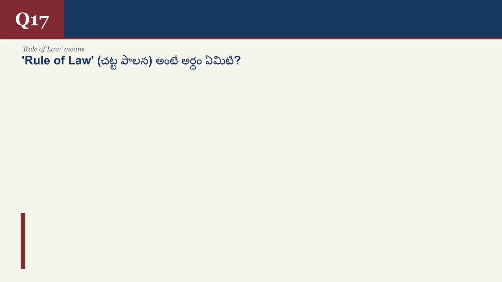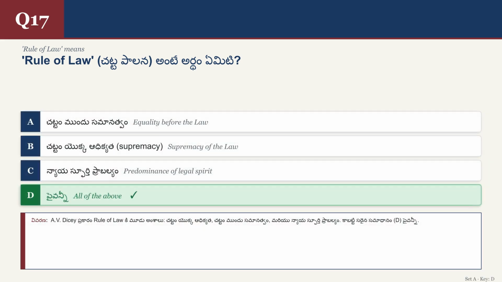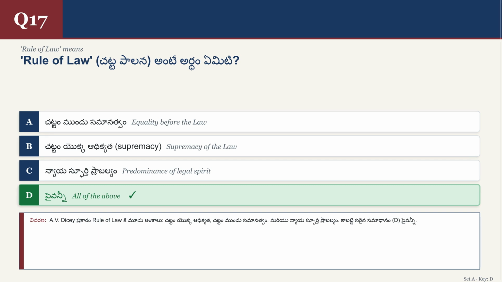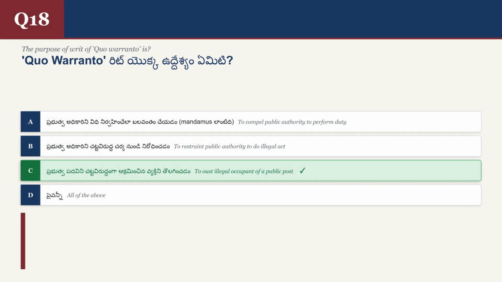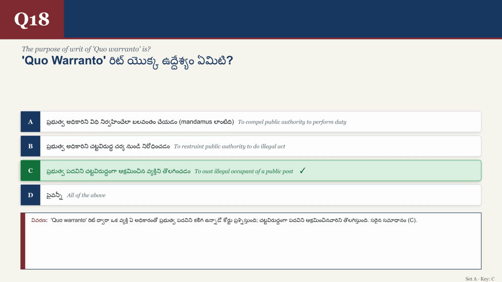The correct option is D, all of the above, encompassing supremacy of the law, equality before the law, and predominance of legal spirit. Question 18 asks for the purpose of the writ of quo warranto. The correct answer is C, to oust illegal occupant of a public post.